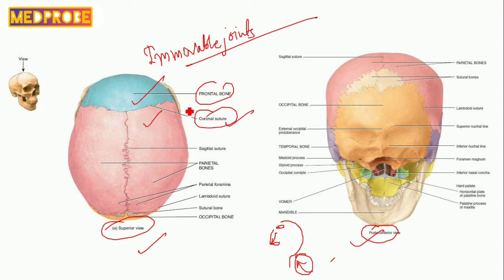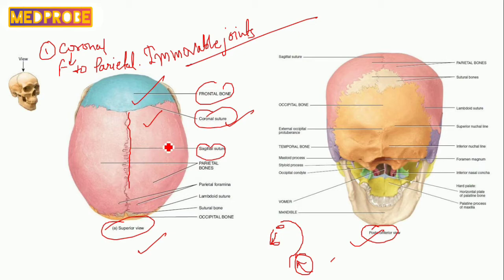So first of all, the first suture we got is the coronal suture, connecting frontal to parietal. Let's move on to another suture. Here you can see this suture. What is this suture? This is the sagittal suture, and this is connecting the parietal bones.